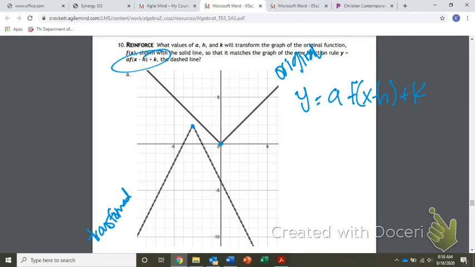From the original to the dotted, it did 2 things. It flipped, which makes it a negative. And it looks like it got a little bit more narrow. All right, so here's how you can tell.